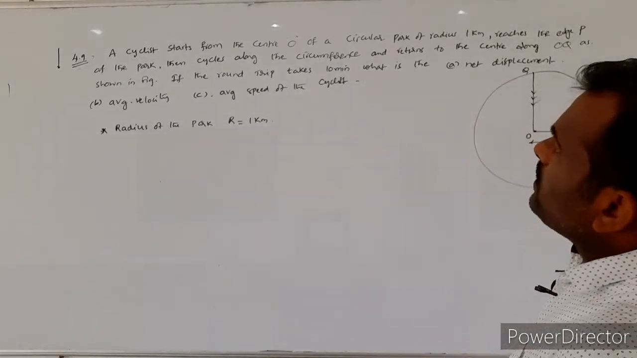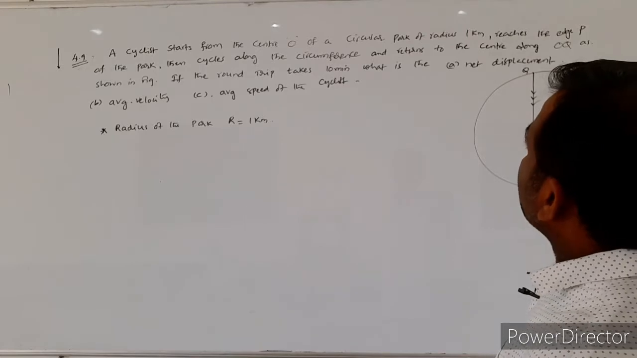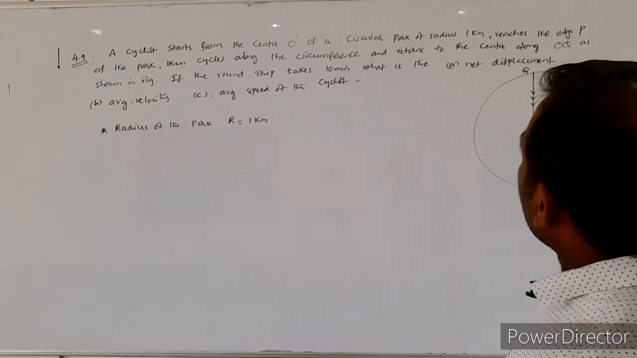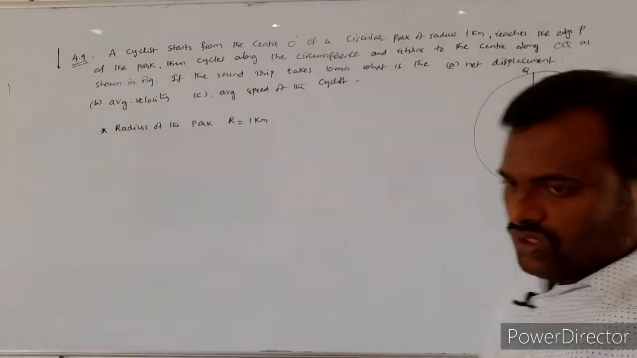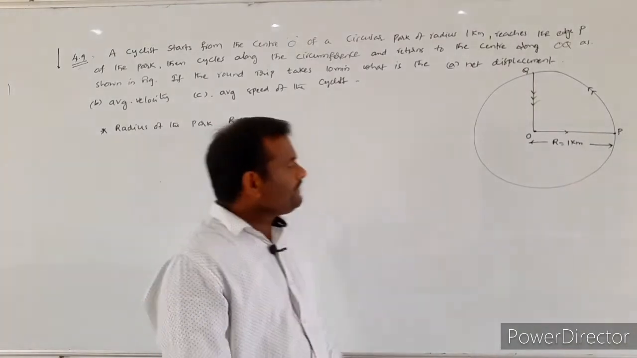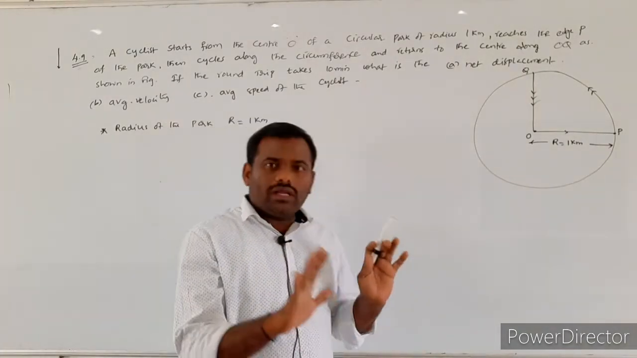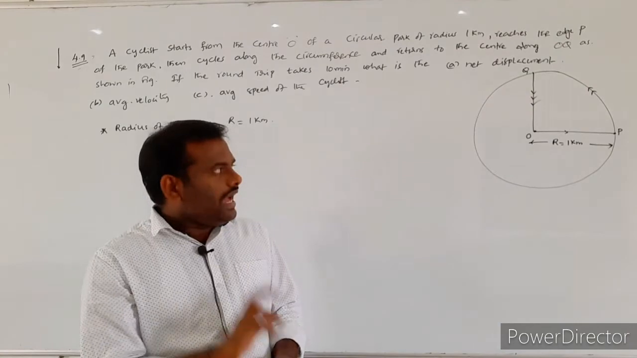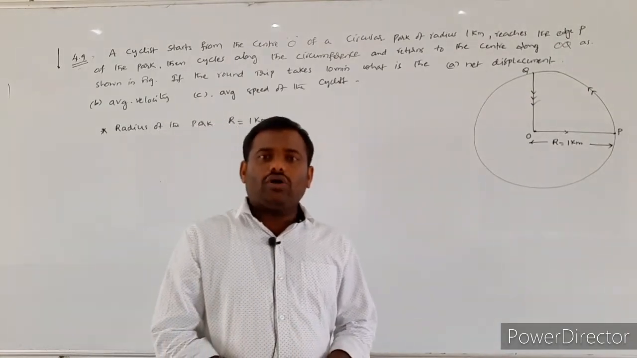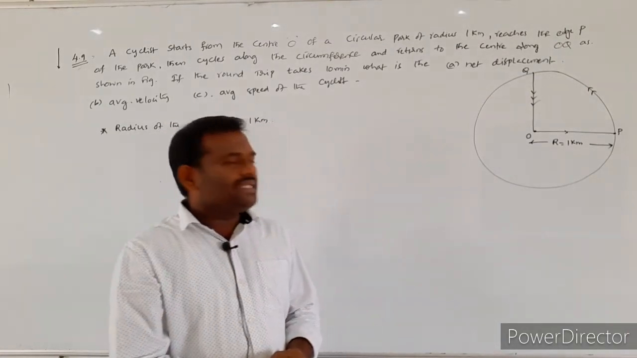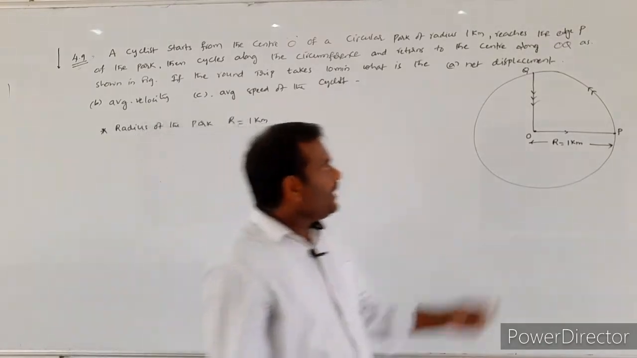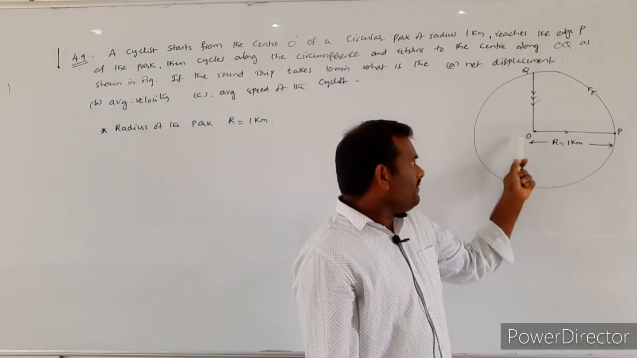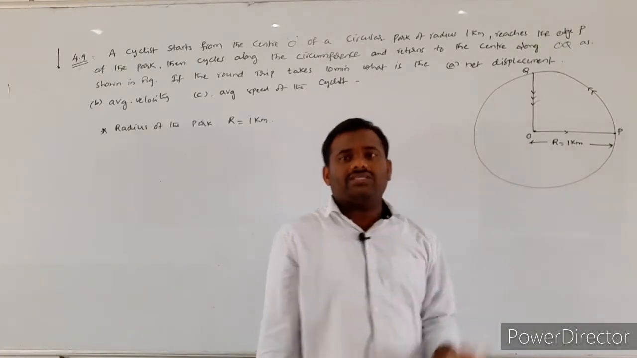Next, the cyclist then cycles along the circumference and returns to the center along OQ, as shown in the figure. They consider one circular park, and its radius is 1 kilometer. What are they saying? A person starts from the center of the circular park.